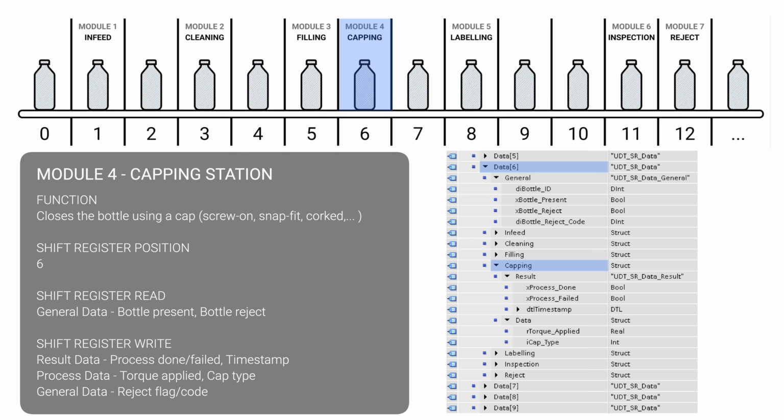Once capping is done, it logs the result, process done or process failed, along with a timestamp to the result segment. And it records details like cap type and applied torque in the data segment. If something goes wrong during capping, the station updates the general section with a reject flag and a clear reason why that bottle was rejected.